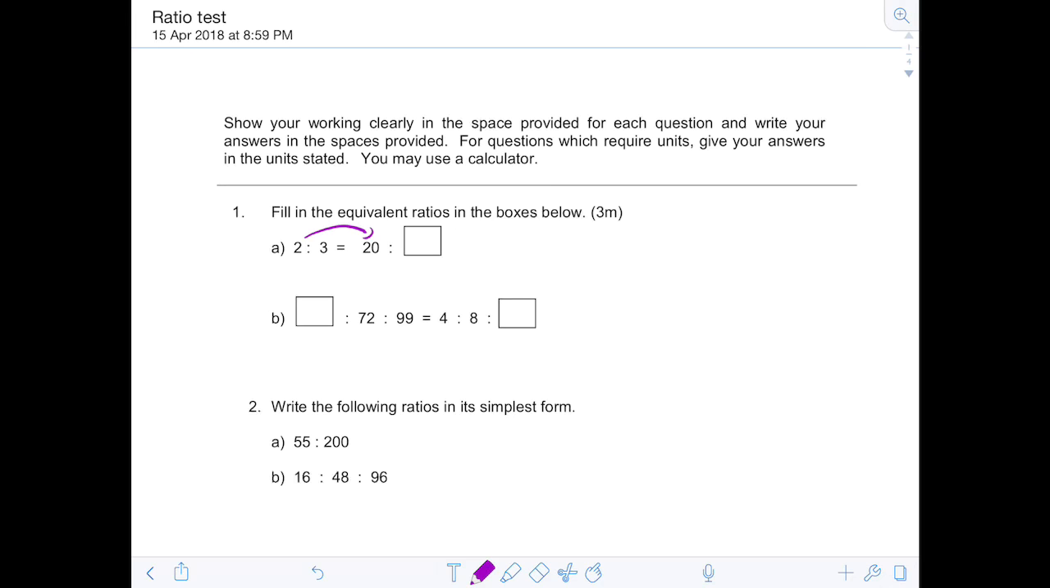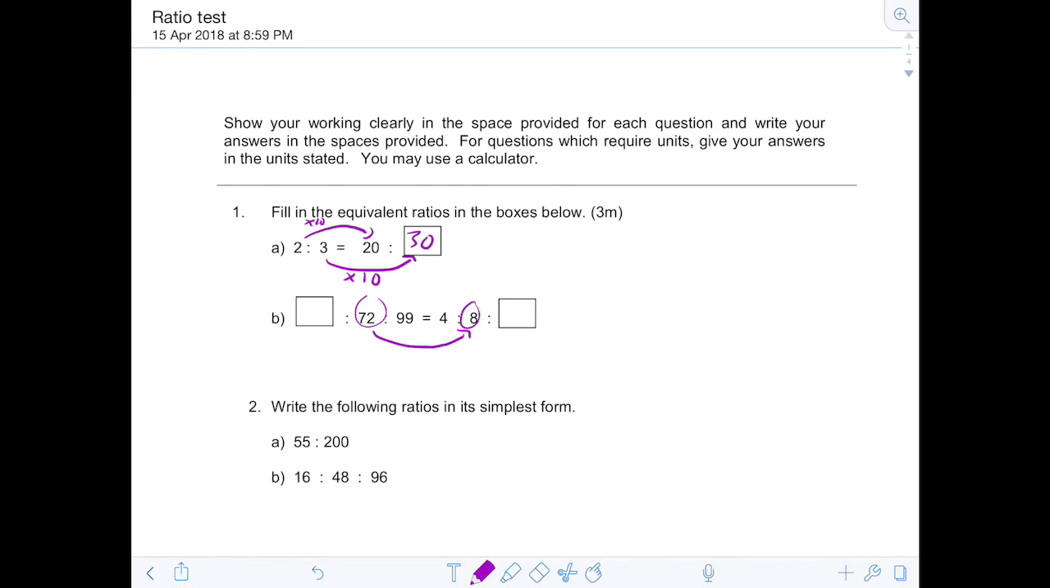2 to 20, we are multiplying it by 10. So 3 to whatever's in the box, we have to multiply by 10, which makes it 30. Okay, likewise for part B, you have to look carefully which are the two numbers that they gave that appear on both sides. This and this. So how do we get from this one to this one?